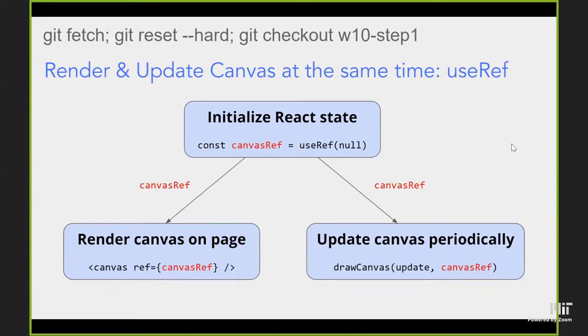Which doesn't really matter. And we're going to pass this canvasRef reference to two different places. We're going to pass it to what we're going to render on the page, so the canvas HTML tag. Canvas has a special tag input called ref, and we can just pass in canvasRef to that. And we're also going to pass this canvasRef reference to a function called drawCanvas, which we're going to define later. And basically, these two places now have the same reference to the same element. So we're going to be able to render that element and also update it at the same time.